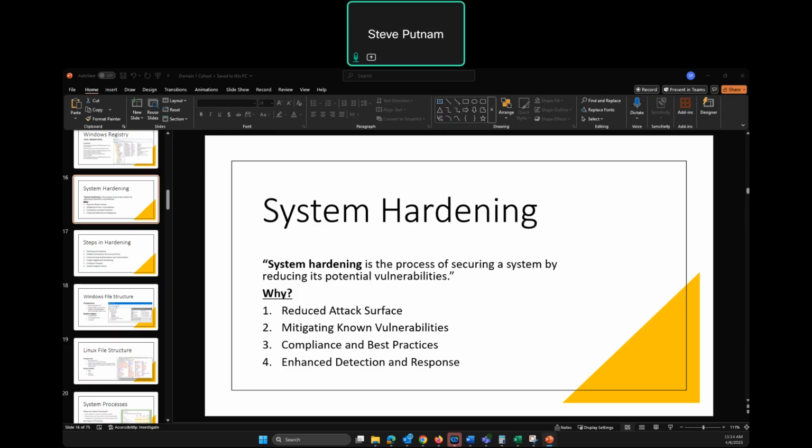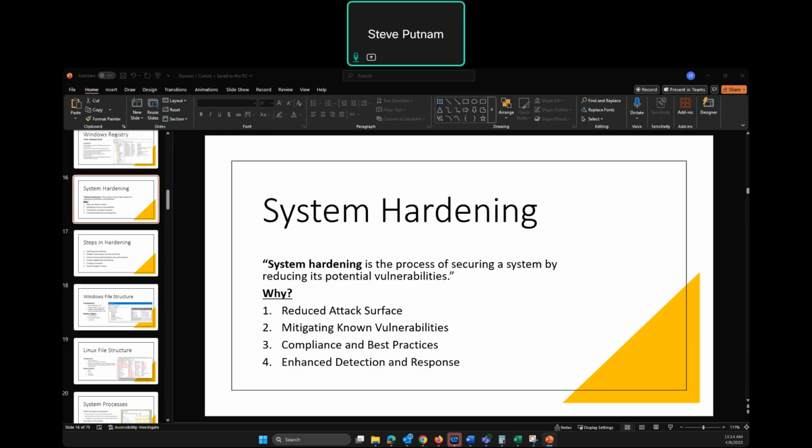That just increases your attack surface, and allows a bad actor to use that port to get in. Mitigating known vulnerabilities. Again, if you do a Nessus scan or an OpenVAS scan and you find vulnerabilities in your system, Windows needs to be updated or an application needs to be updated to close those vulnerabilities. That's how you would mitigate some of those.